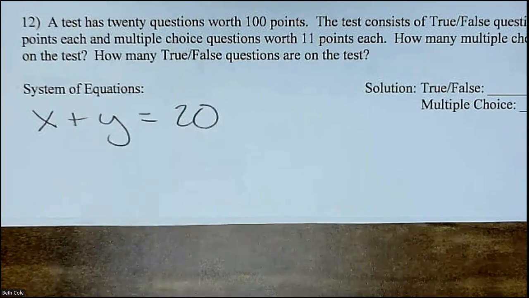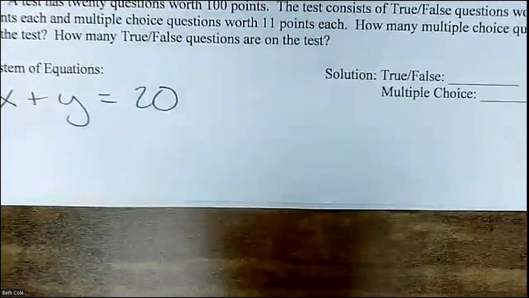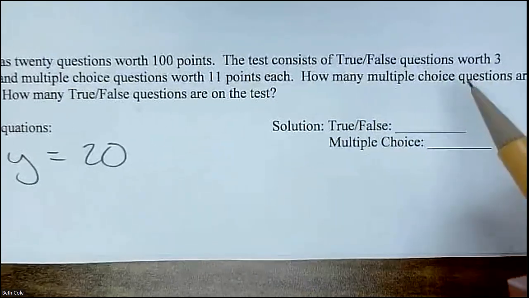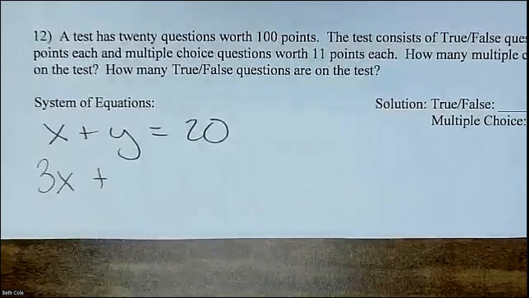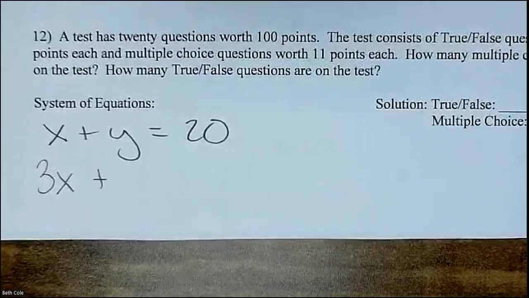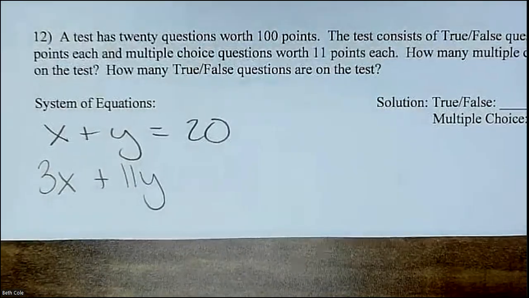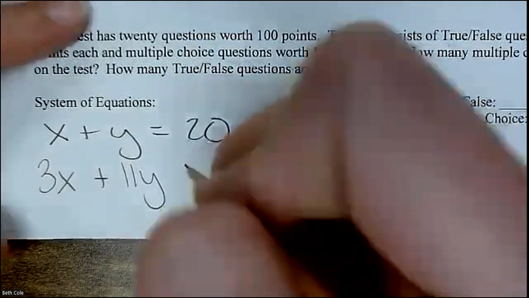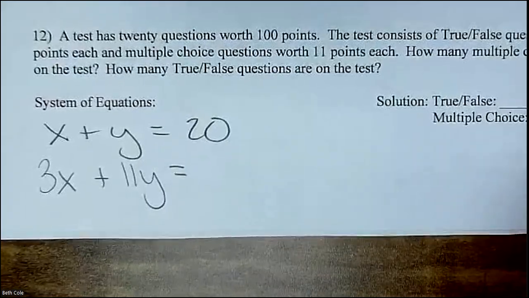All right. And then we have true, false. Oops. That are worth how much? True, false are worth what? Okay, so we're going to have 3x plus, and then multiple choice is 11. That's a lot. Miss one question, you lose 11 points. All right, equals, what's the total points? 100.